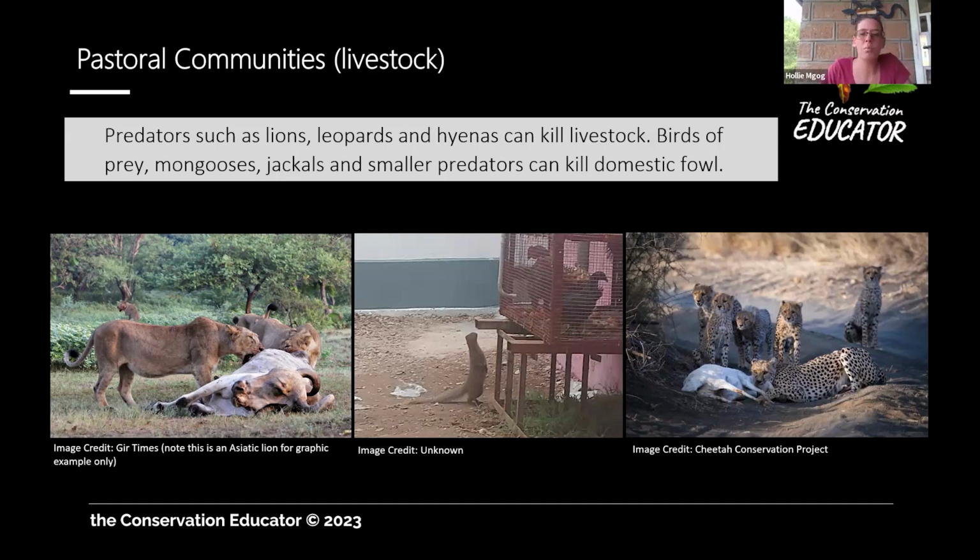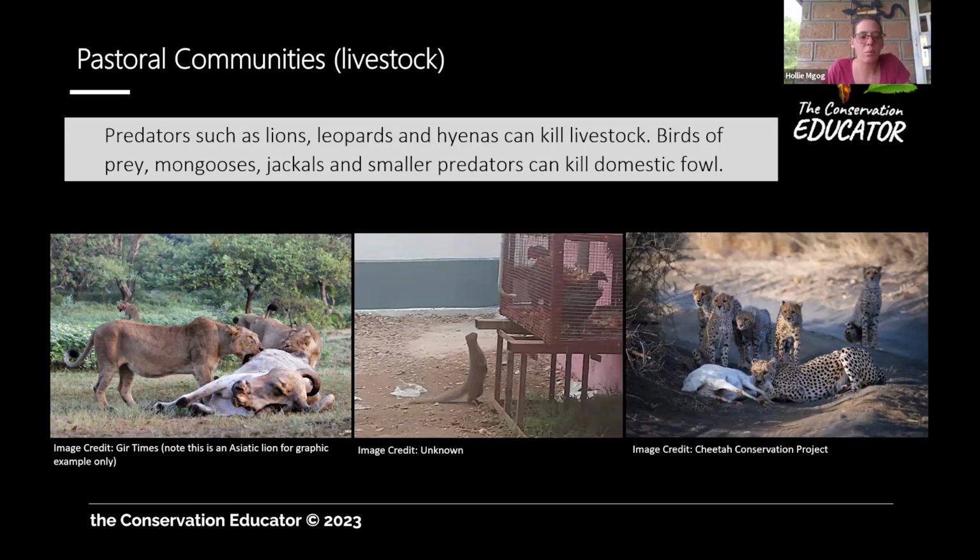So you're going to have predators like lions, like leopards, like hyenas that are going to kill livestock, but also birds of prey, eagles. They're going to kill dogs, cats, mongooses, jackals, and other small predators. They're going to kill domestic fowl.